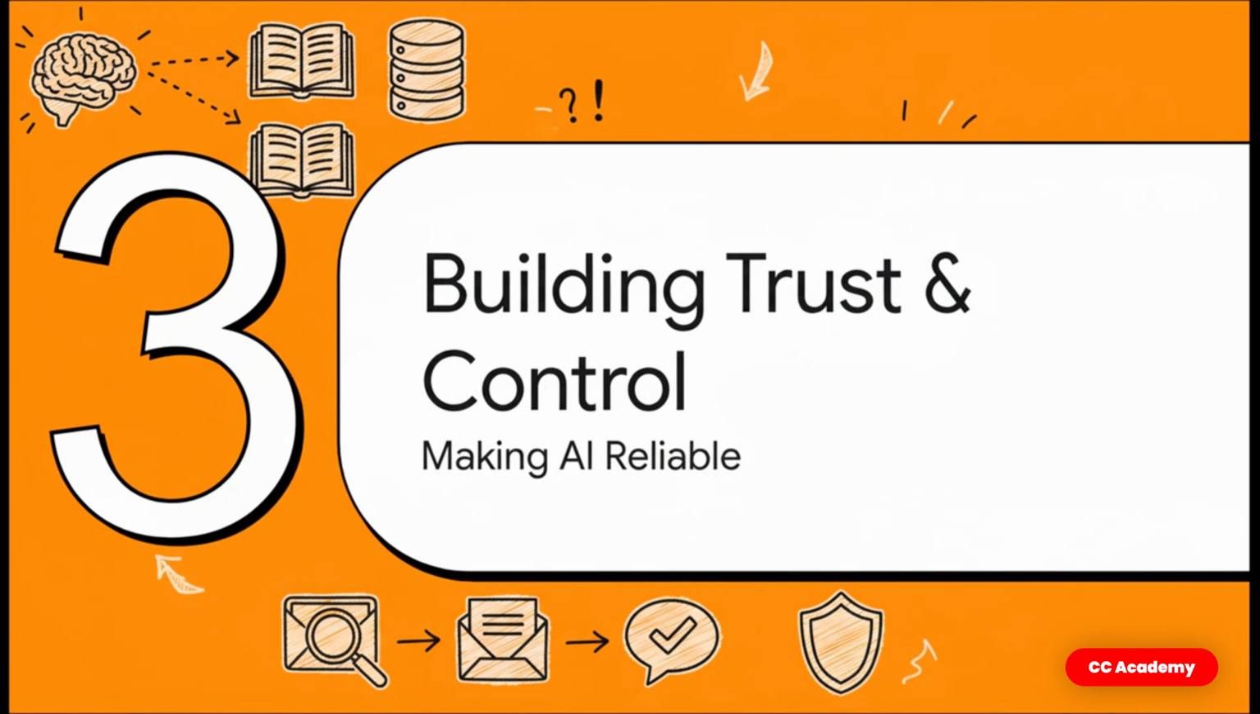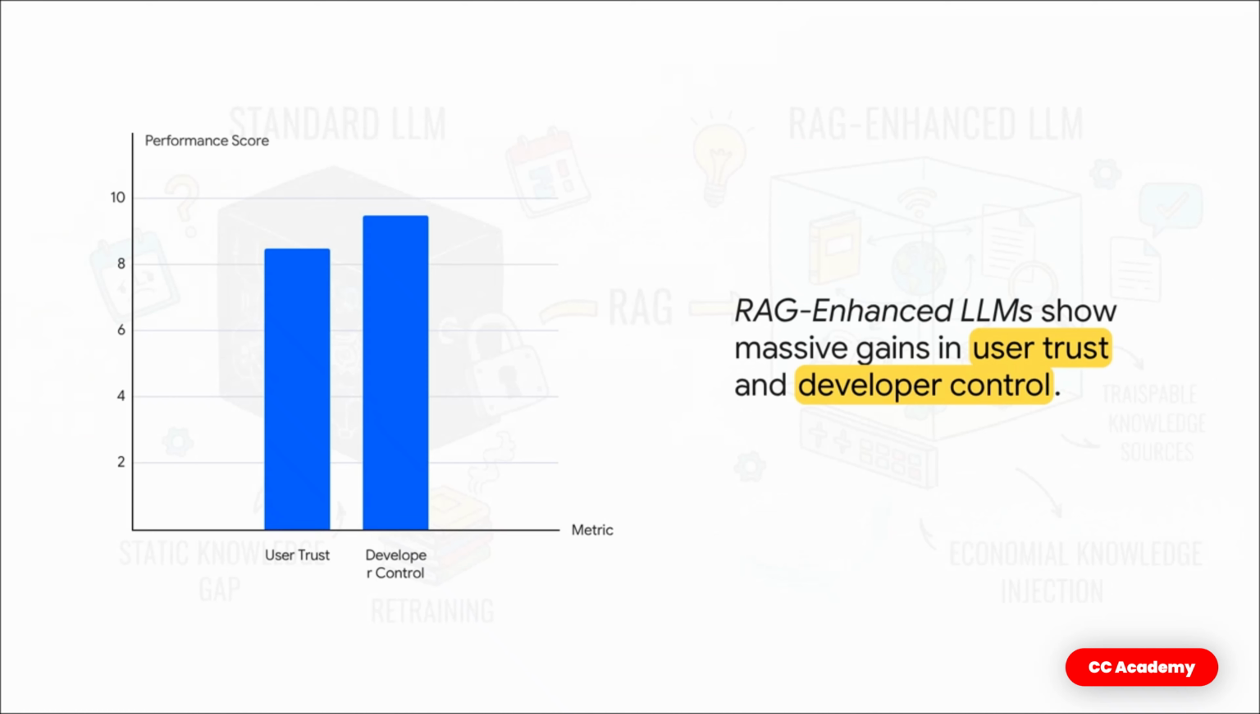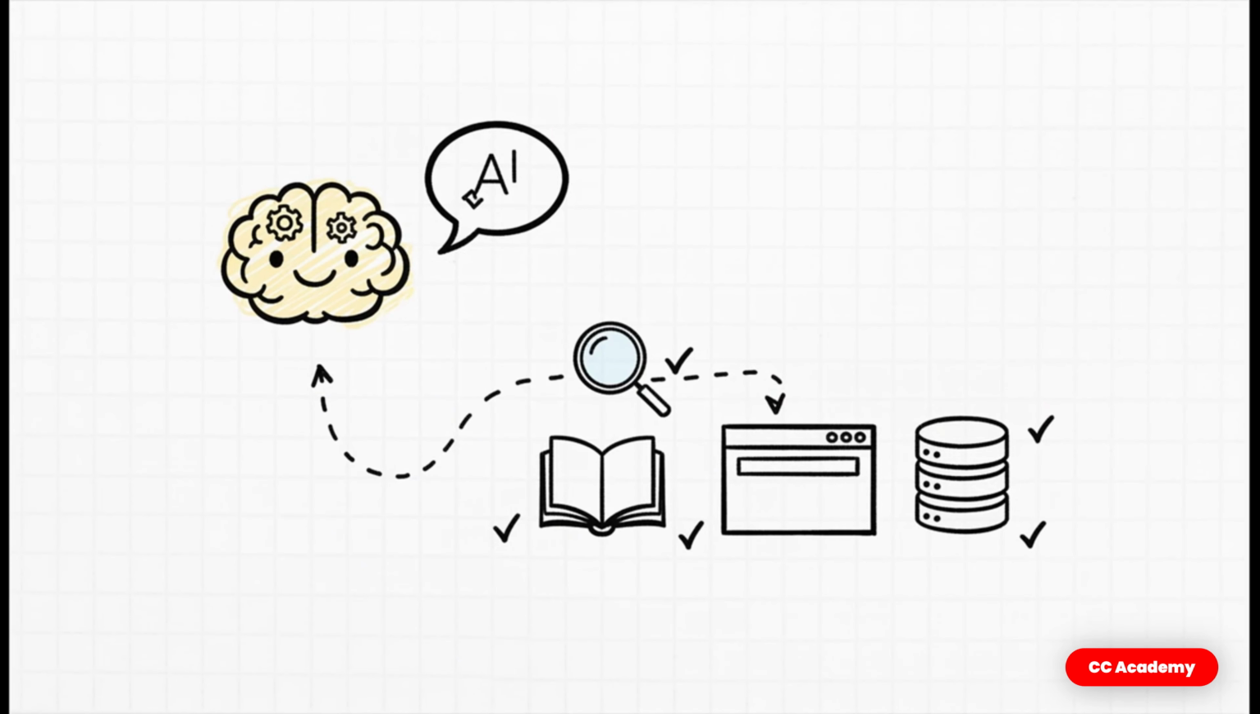But RAG is about so much more than just fresh facts. Honestly, its biggest impact might be in making AI more reliable and accountable. This is where we start building systems that we can actually trust and, just as importantly, control. And the impact here is just dramatic. When you enhance a standard model with RAG, the levels of user trust and developer control absolutely skyrocket. It's a fundamental shift from a system that's basically guessing to a system that knows and can prove how it knows.